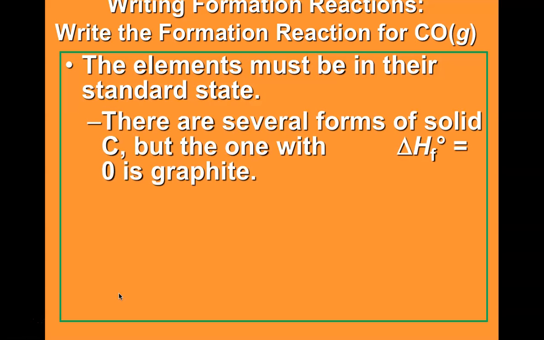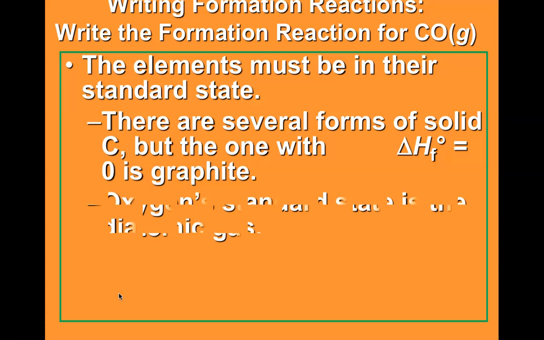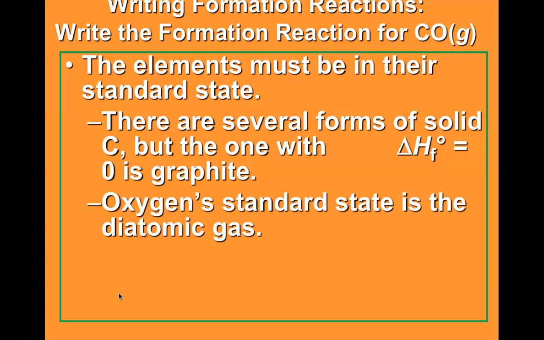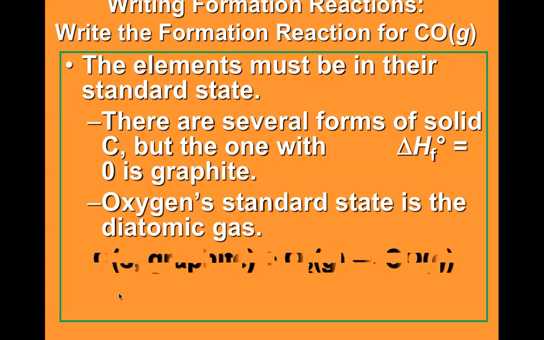Since there are several forms of carbon, the only one with a delta H of 0 is graphite. Diamond does not have a delta H of formation of 0. That's why it's graphite. Oxygen, we know, is a diatomic gas. Nothing new there. So we rewrite our equation to show carbon as a solid in the form of graphite and oxygen as a gas.